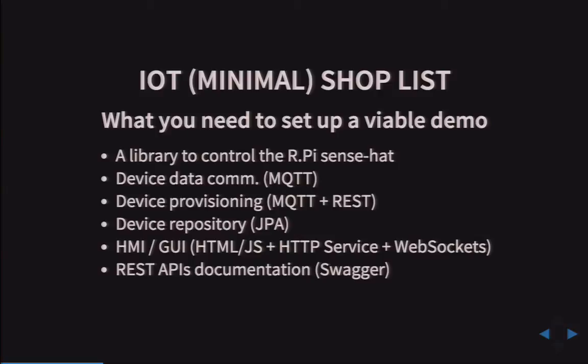Then you need a library to communicate from the Raspberry Pi with the backend, and we use the MQTT implementation called Paho, provided by this open source project. Then we need some sort of two-way communication link between the backend and the Raspberry Pi. You can combine MQTT and RESTful APIs to push commands and configurations to the Pi. Then also some sort of persistence service is needed on the backend to persist the data and the configuration. So we'll introduce JPA. And finally, a graphical user interface can be added, leveraging the HTTP service.